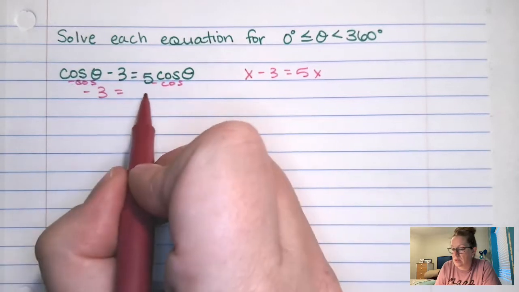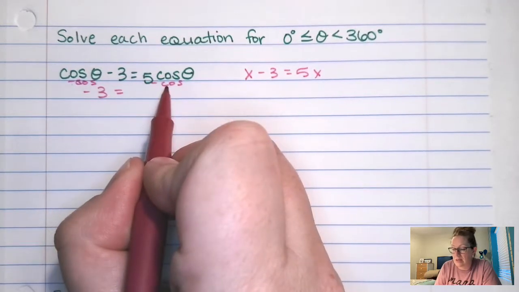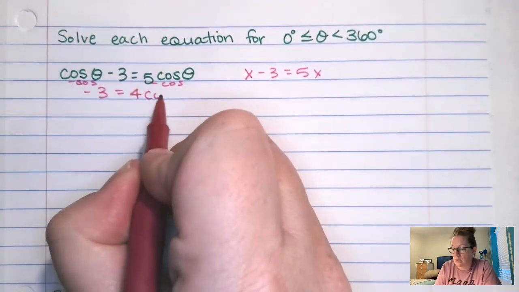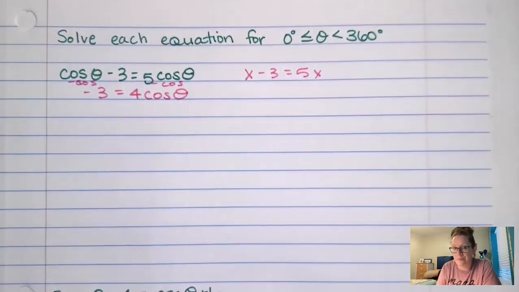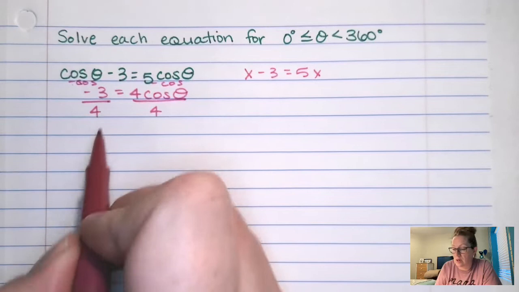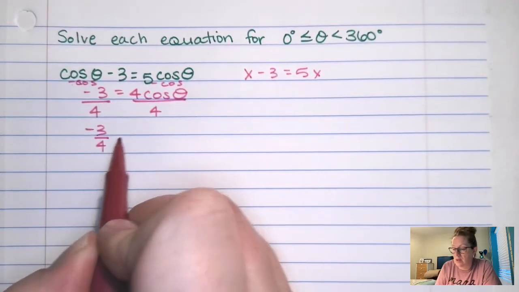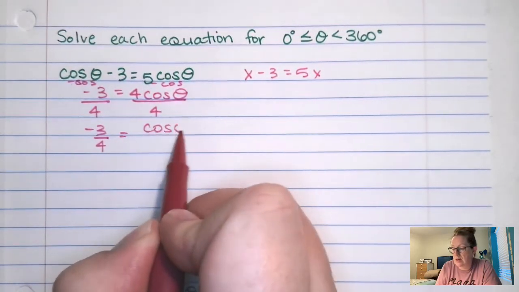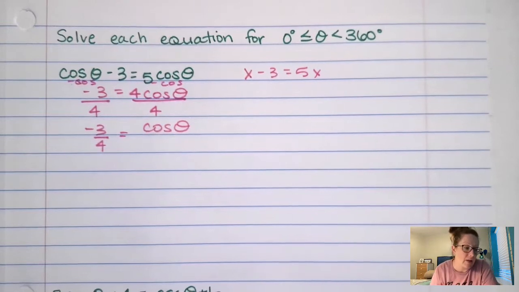Sorry, it's kind of squished in there. 5 minus 1, that would be a 4 cosine theta. Okay, and divide by 4, divide by 4. So I get negative 3/4 equals cosine theta. Okay, so we need to find what our theta is. That would give us a negative 3/4.